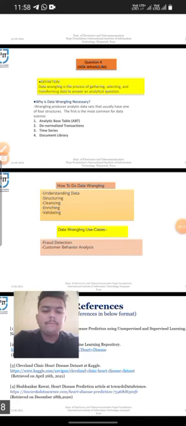So now we will look at data wrangling use cases, where we use data wrangling. First is fraud detection and second is customer behavior analysis. Now we discuss it one by one.